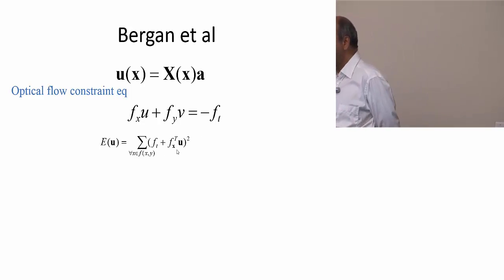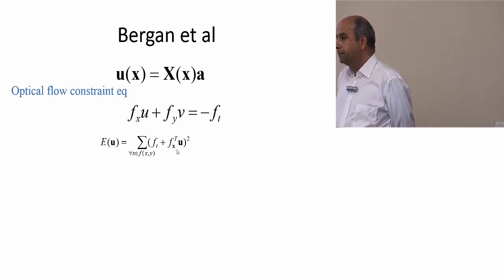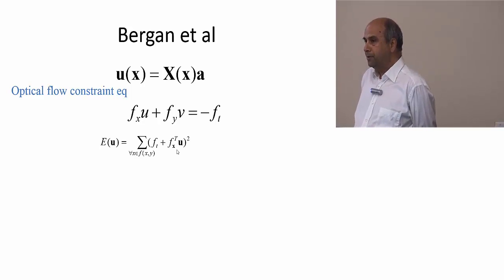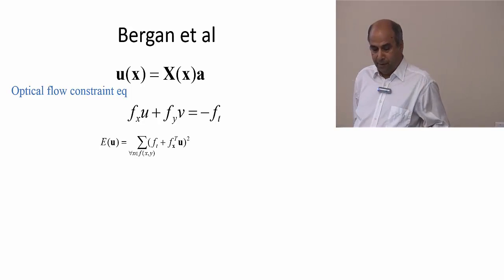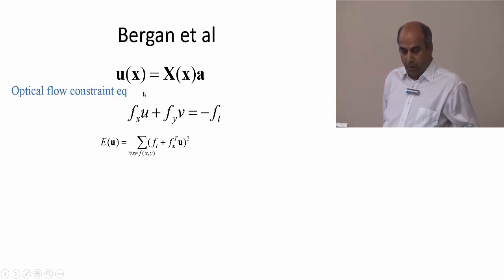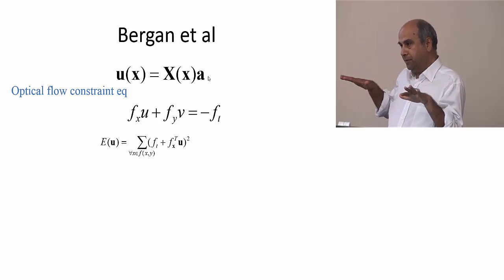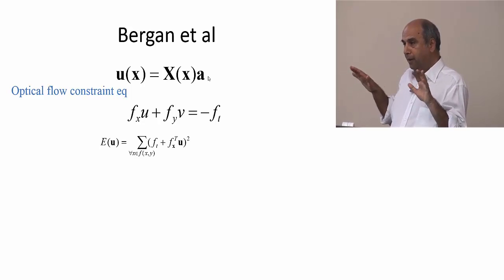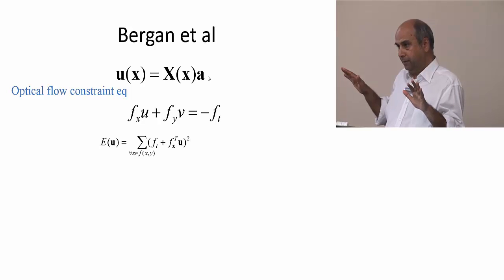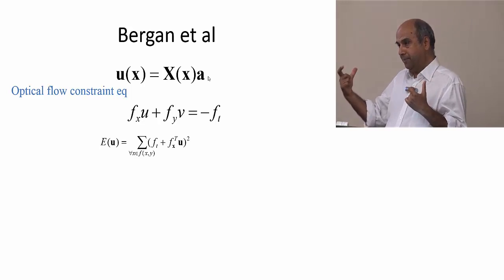Yes? What is the input into U? Is that a vector of? U is just, we define that U is given, we want to estimate A. Once we know A, then we can find out the affine transformation, because A are the parameters. So input is two images. We're given two images, we compute fx, fy, ft. From there we want to come up with A, which is 6 parameters.